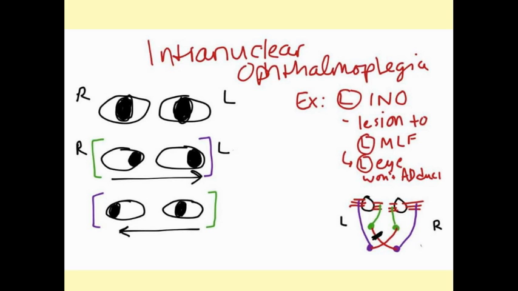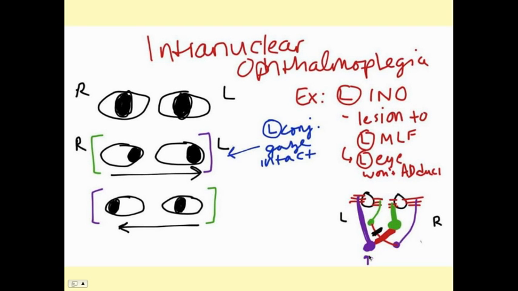Now let's say you want to look to the left. Well, if you look to the left, what gets activated? The left abducens nerve, because you want to move your eyes to the left. So the left eye needs to move to the left, and if the left eye is moving to the left, it's abducting, so we need to activate the lateral rectus, and that's via the abducens nerve. So the abducens nerve gets activated, and the right MLF gets activated. The MLF going to the right oculomotor nucleus.